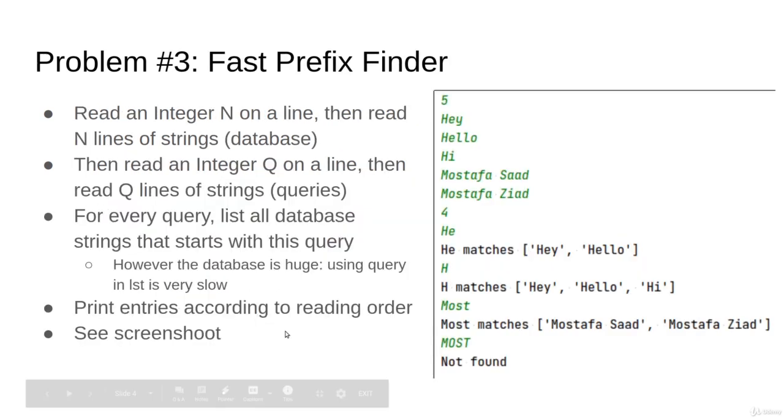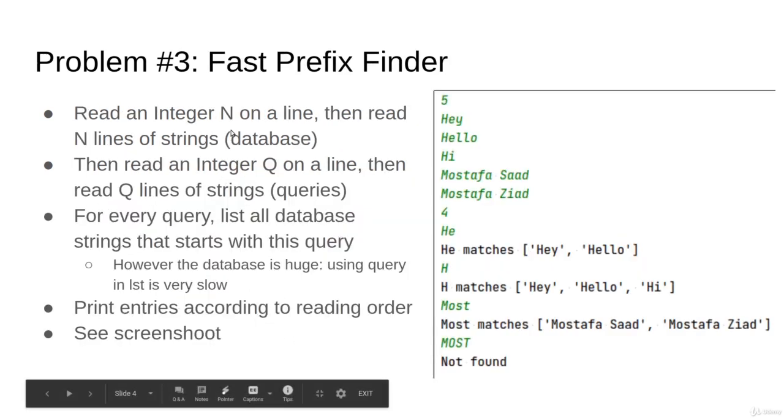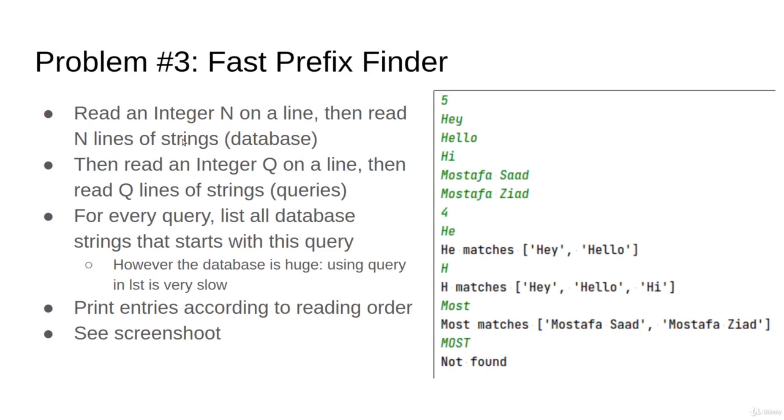In this problem, we would like to read an integer n, then we'll read n lines of strings. We have a database which is a huge database. You then will read a line integer q. So here we first read 5, then we read 5 strings, 5 lines. Then you read line 4 here, which is 4 queries.